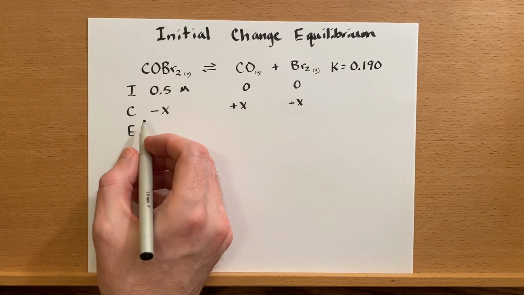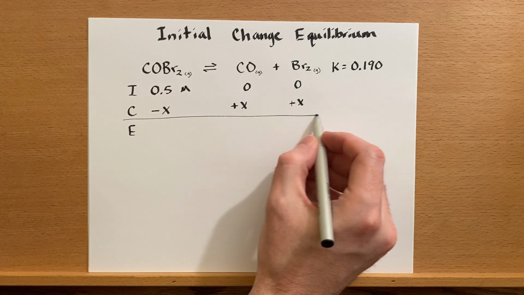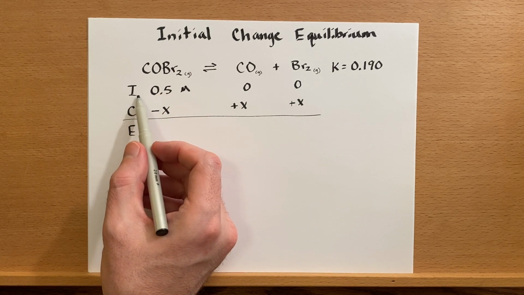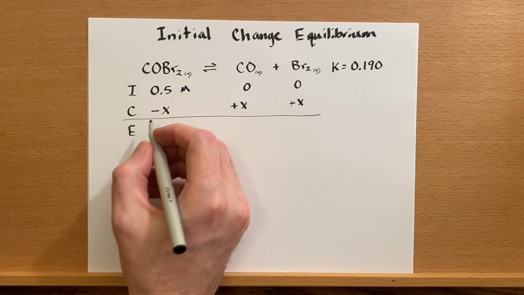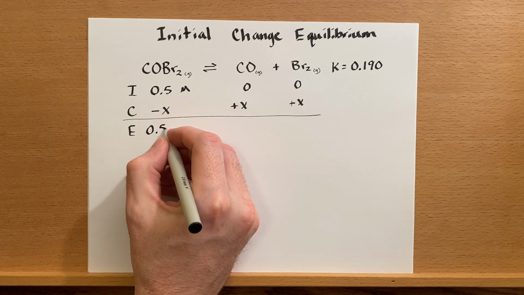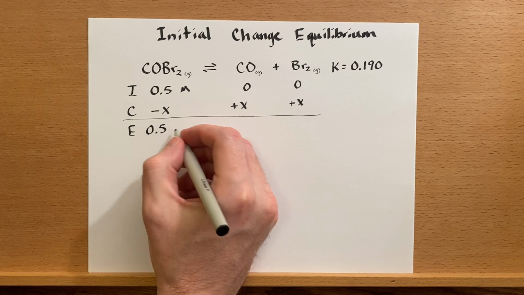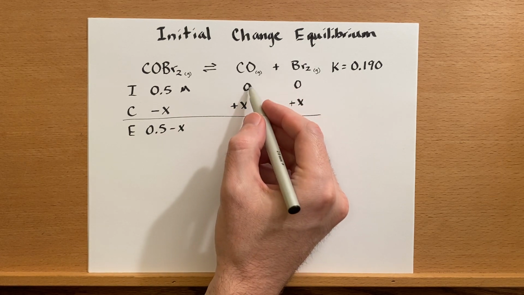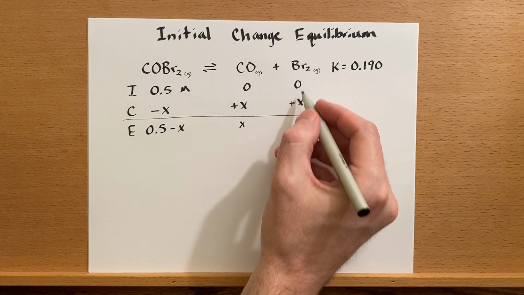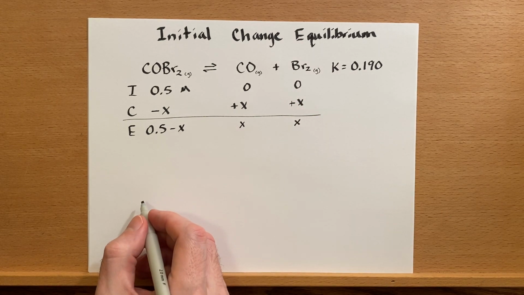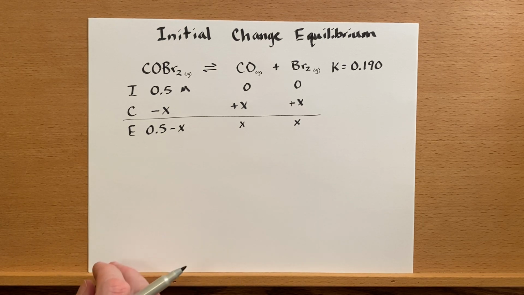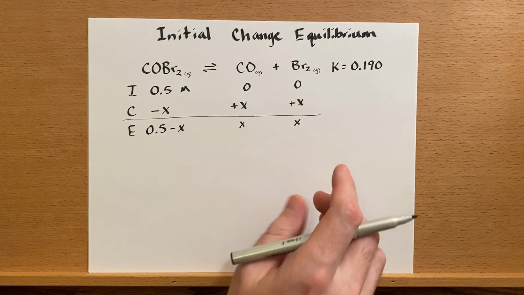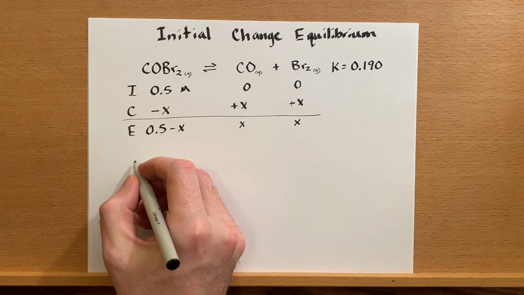Now, to calculate what's actually going to happen at equilibrium, we just simply add the initial conditions to the change, and then that will be what happens at equilibrium. So down here we have 0.5 minus X, so add these two together, minus X. And here 0 plus X, that's just X, and 0 plus X, that's X. Now, what do we do next? Well, we'll need to put this in another equation that relates it to the equilibrium constant. So let's write down the equilibrium constant expression.